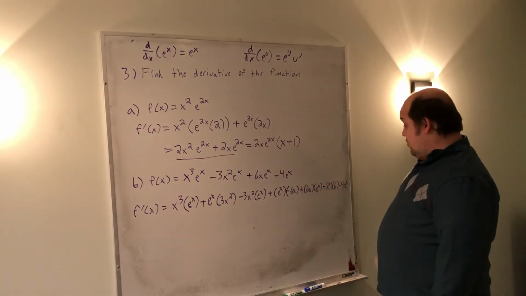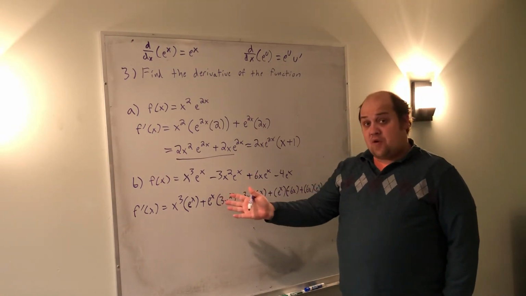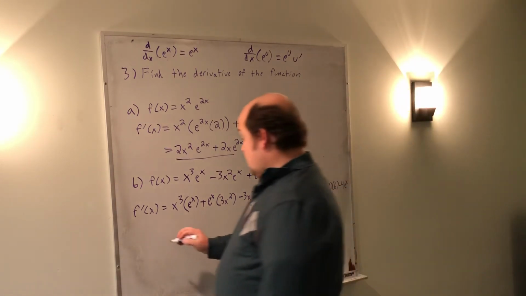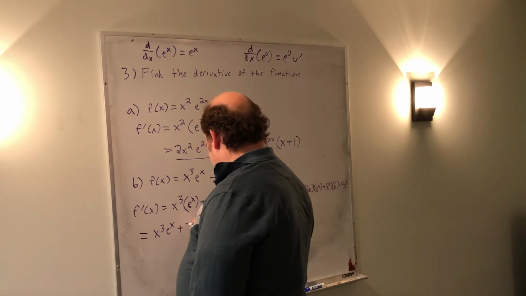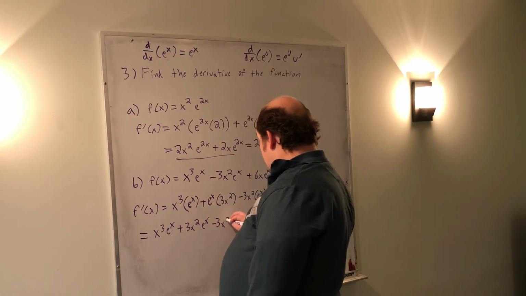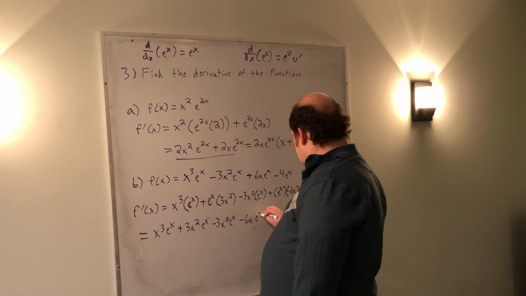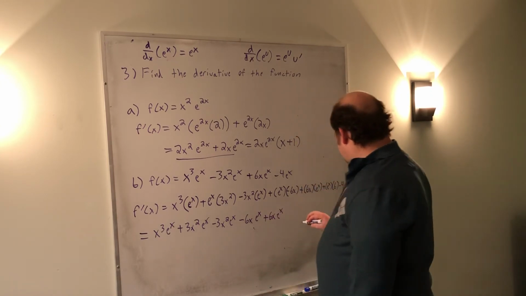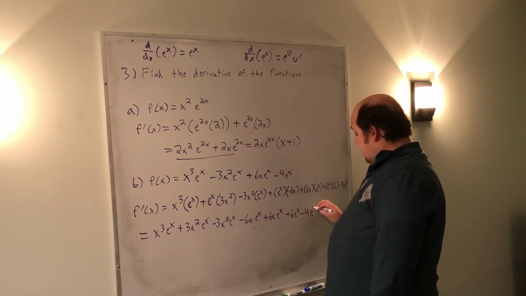What we're going to need to do is multiply out, make sure that we have the x and the coefficient in front, the e to the x behind, and then see what are like terms. So this becomes x cubed e to the x plus 3x squared e to the x minus 3x squared e to the x minus 6x e to the x plus 6x e to the x plus 6 e to the x minus 4 e to the x.